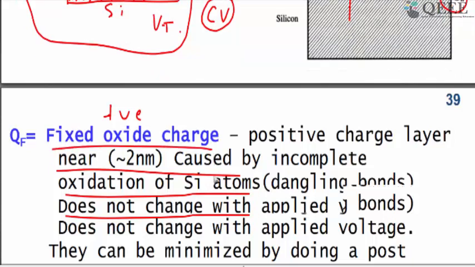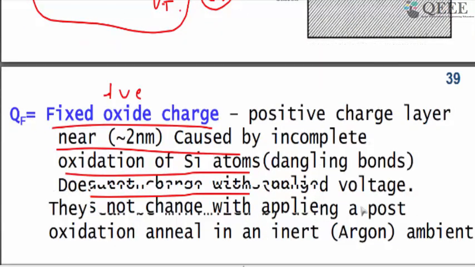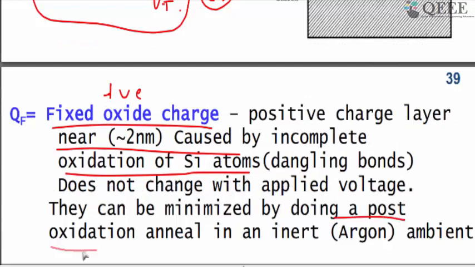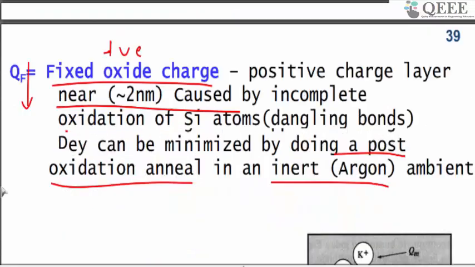So typically after the oxidation process, you do some kind of anneal. That is, you keep the wafer in an argon ambient, an inert ambient. Argon is a noble gas, so it doesn't react with silicon. But what it does is that it can reduce the number of fixed charges. So this is very important. You do a post oxidation anneal in an argon ambient.